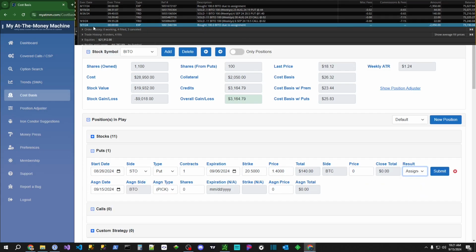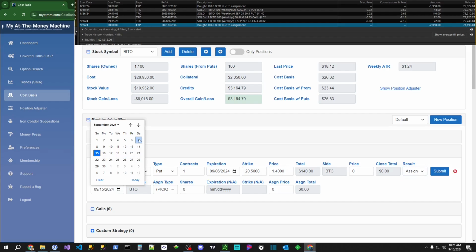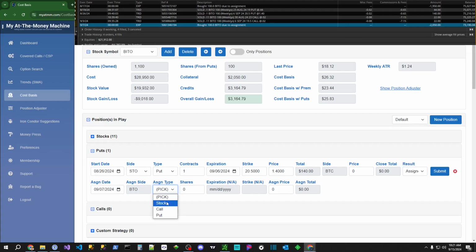The date from Thinkorswim is September 7th. So we'll select that there. Stock, 1 contract, so 100 shares. The assignment price was what the strike price was, 20.50, and that's where it gets to 2050. You're going to go and click submit.